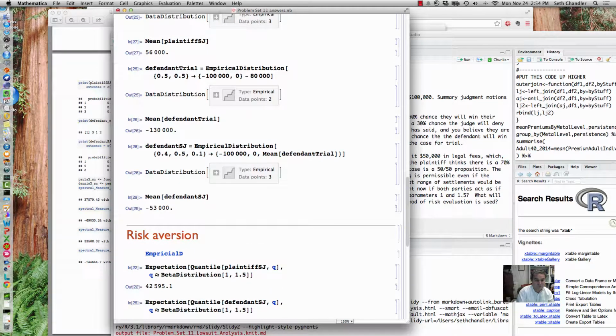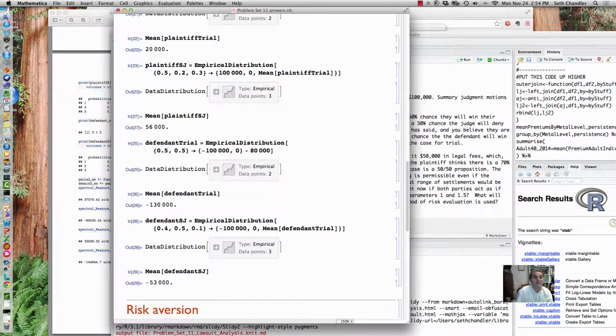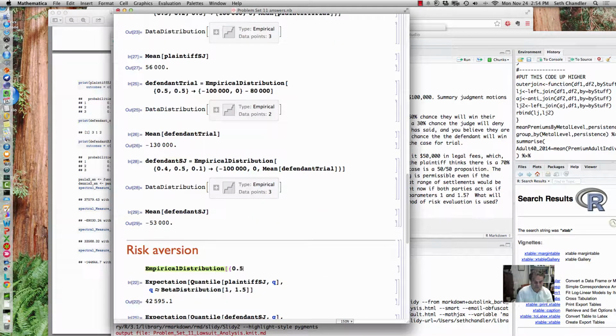We've got an empirical distribution, which one day I will learn to spell, in which the probabilities are 0.5, 0.2, but it's no longer 0.3 anymore. It's 0.3 times 0.7, the probability of winning at trial. And the next outcome is 0.3 times 0.3. That's the outcome where the judge denies both motions and you lose at trial. Okay, because they're independent events, so we multiply the probabilities.